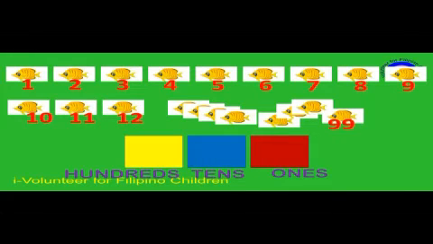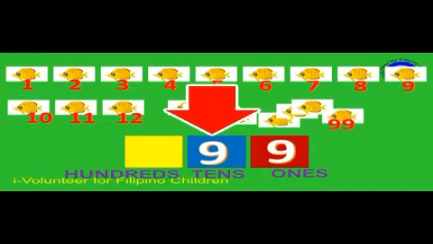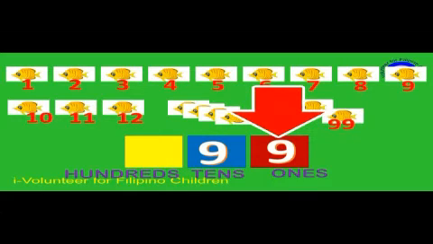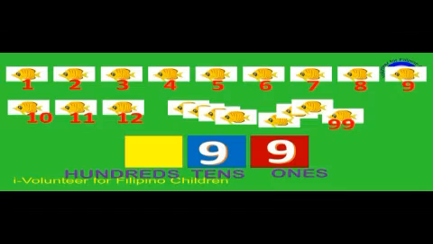Paano naman kaya kung meron akong 99 pieces of fish? Paano ko kaya isusuot sa ating tatlong squares? Magkakaroon na kaya ng laman ang hundreds place? O hanggang tens place lang tayo? Tingnan natin. Sa tens place, meron tayong 9. At sa ones place, meron din tayong 9. Always remember that each place value can only accommodate one digit.